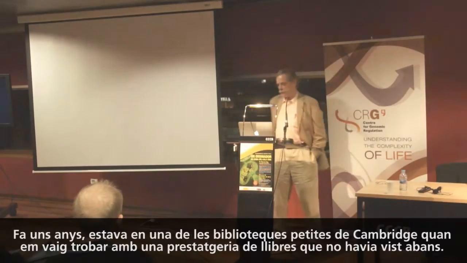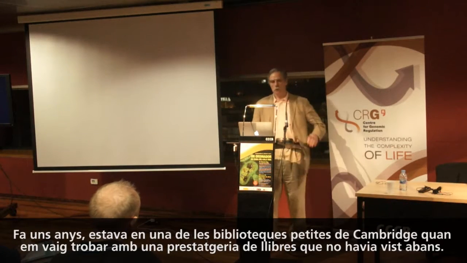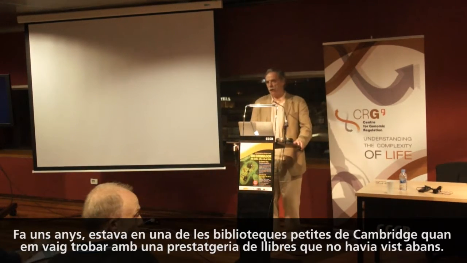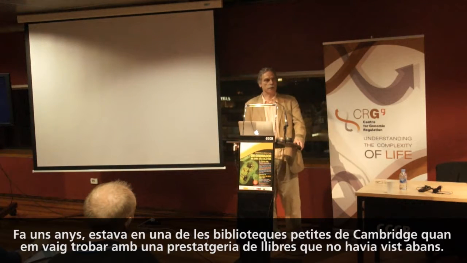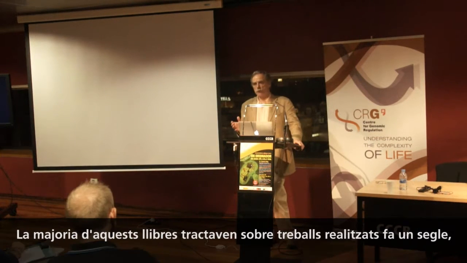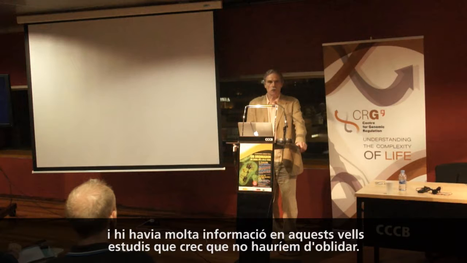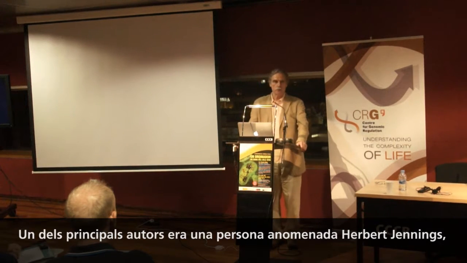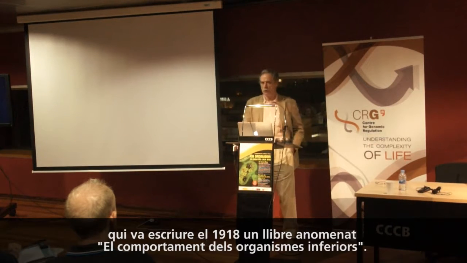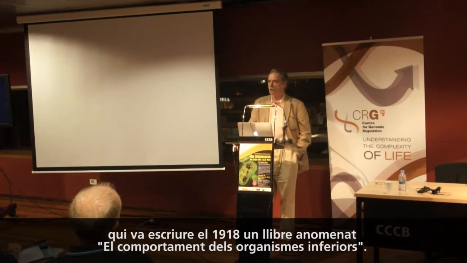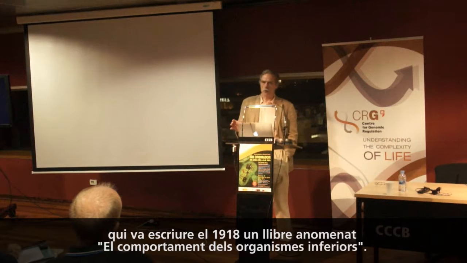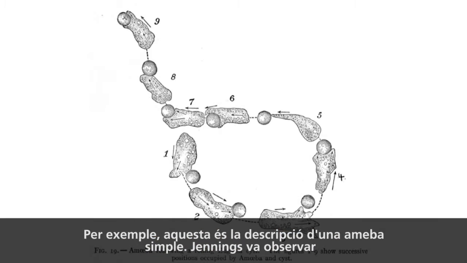A few years ago, I was in one of the small libraries in Cambridge, and I came across a shelf of books that I hadn't encountered before. Most of these books refer to work that was done a century ago, but there was a lot of information in these old studies that I think we should not forget. One of the leading lights was somebody called Herbert Jennings, who wrote in 1918 a book called The Behaviour of Lower Organisms. For example, this is a description of a simple amoeba.